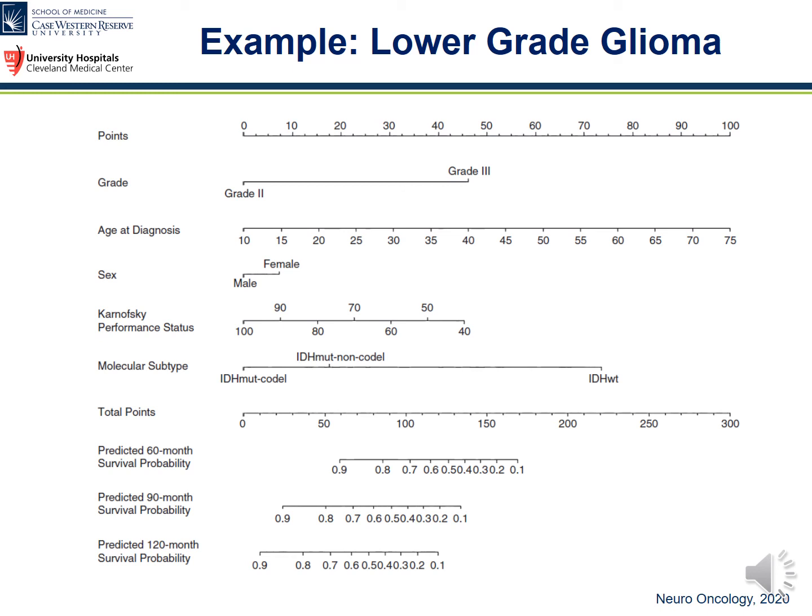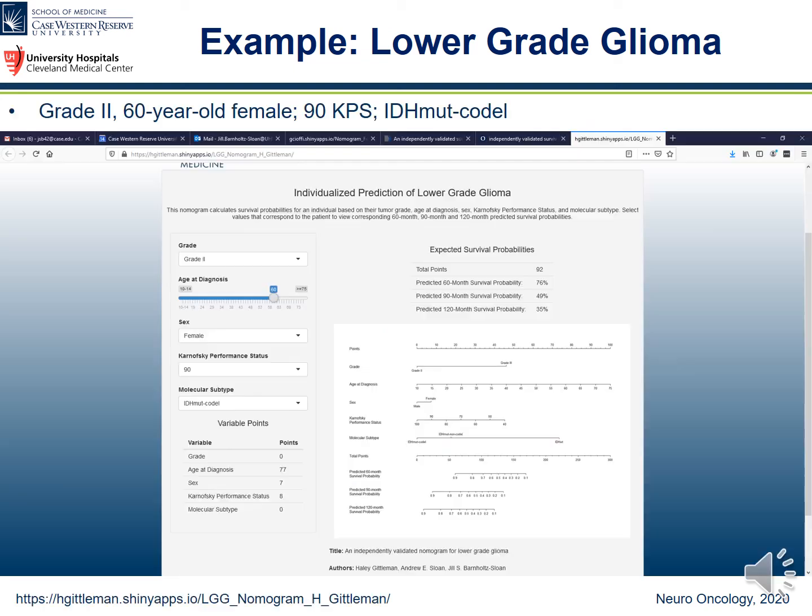Here again is the example so that you can see exactly how the nomogram looks. In this case, our final nomogram includes grade, age at diagnosis, sex, Karnofsky performance status, and which molecular subtype they were. There are multiple molecular subtypes that are of prognostic significance for lower grade glioma, and they include IDH mutation and 1p19q deletion. We again developed an online tool using R Shiny.